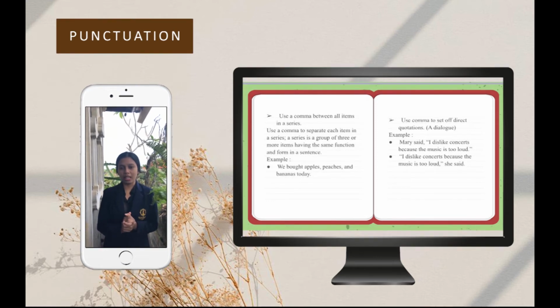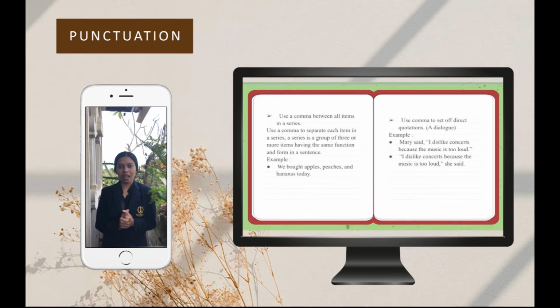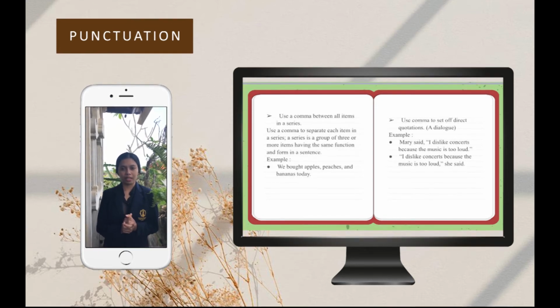And number 3, use a comma to set off a direct quotation, especially in a dialogue. For example, Mary said, "I dislike concerts because the music is loud." "I dislike concerts because the music is loud," she said.